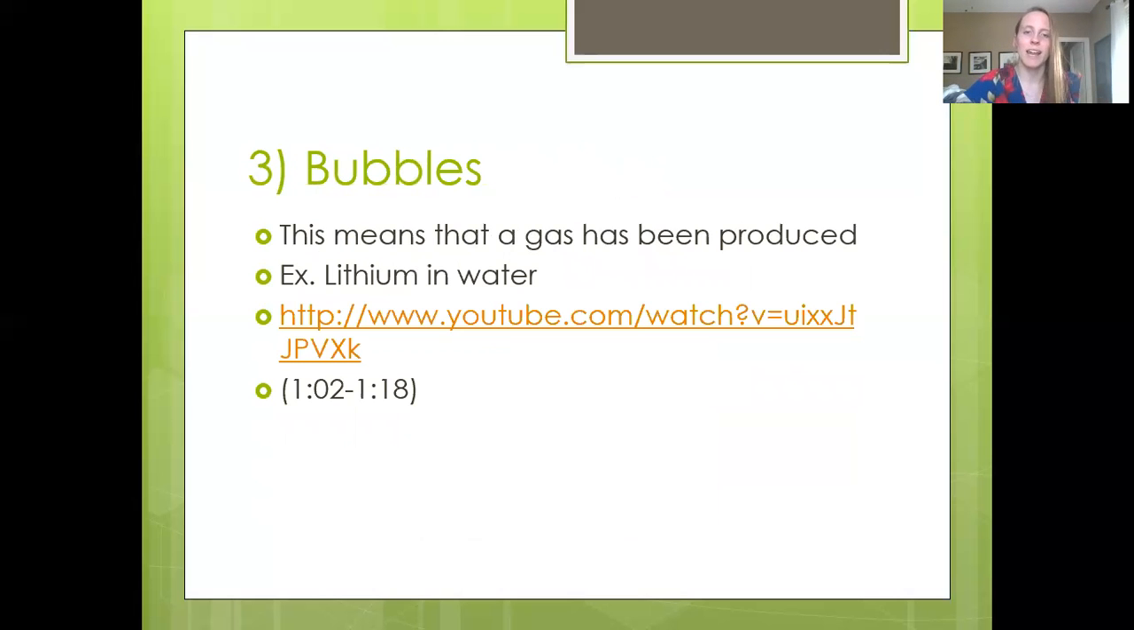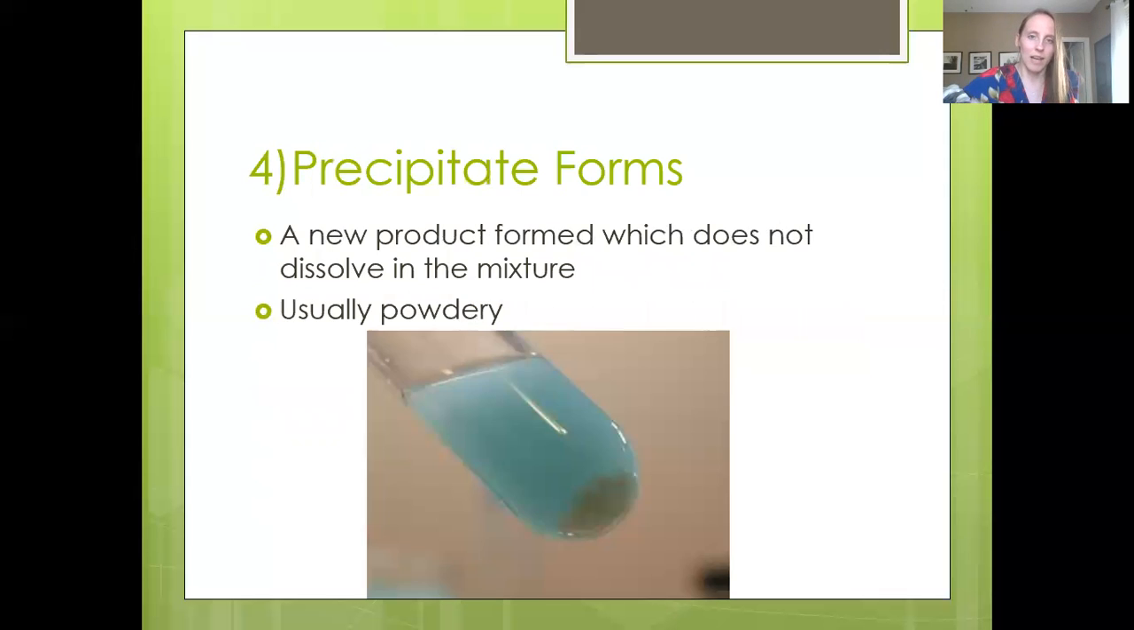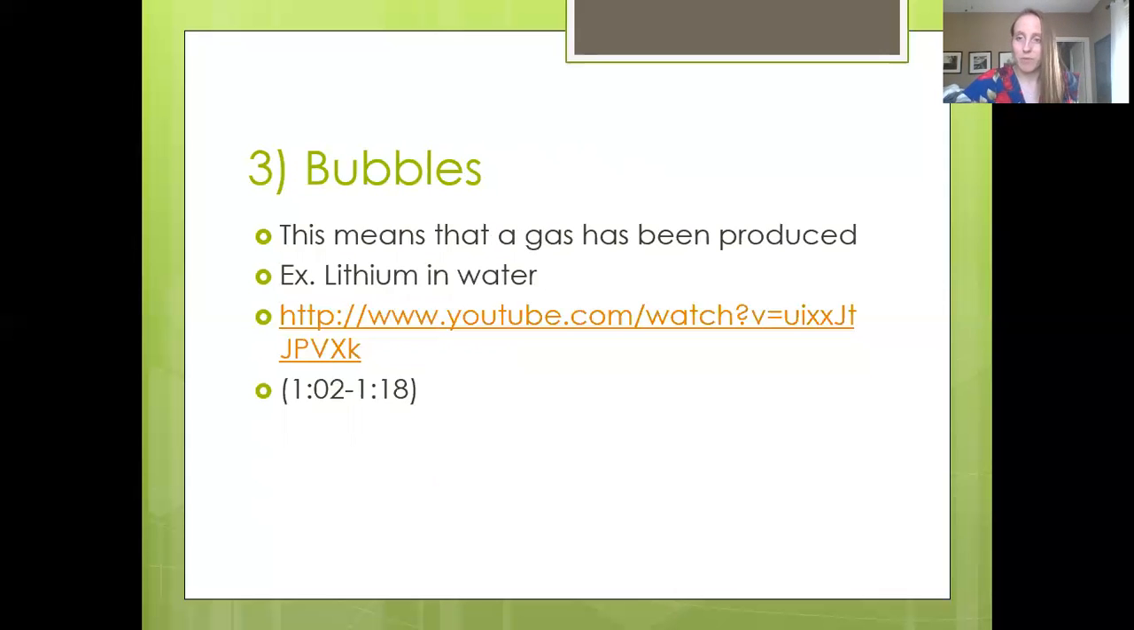Bubbles forming, that actually tells us that one of the new substances that is being produced is a gas. So for example, if you put lithium, which is a metal, into water, it produces hydrogen gas, and we see that in the form of bubbles. Same is true for if you put like sodium or potassium in water as well.